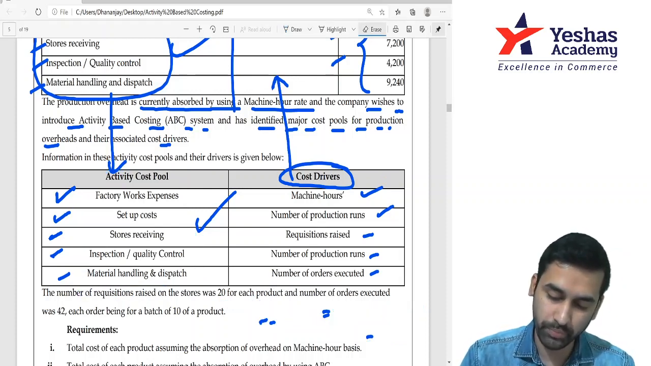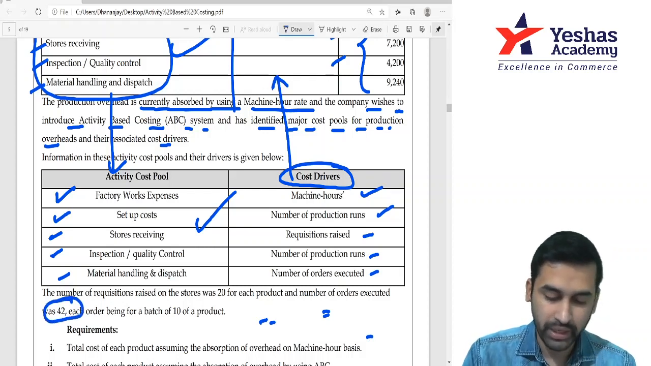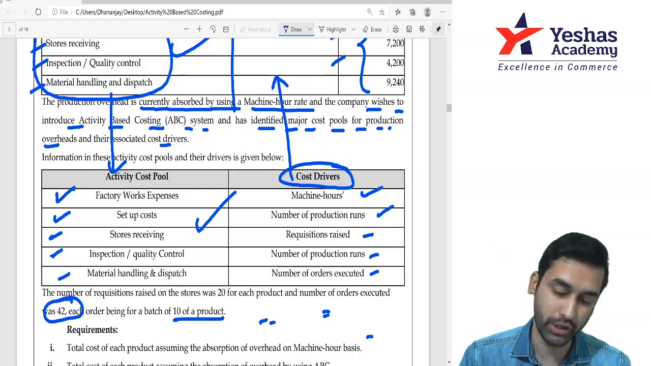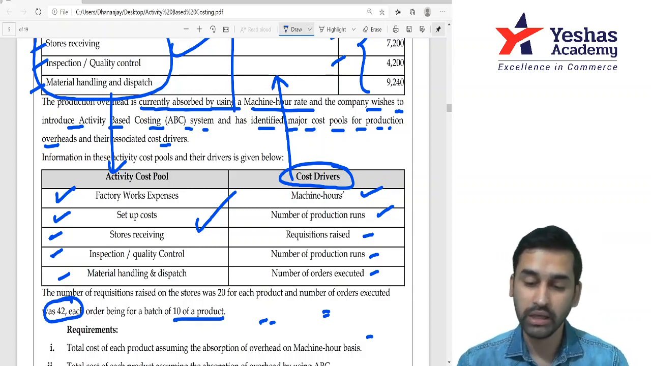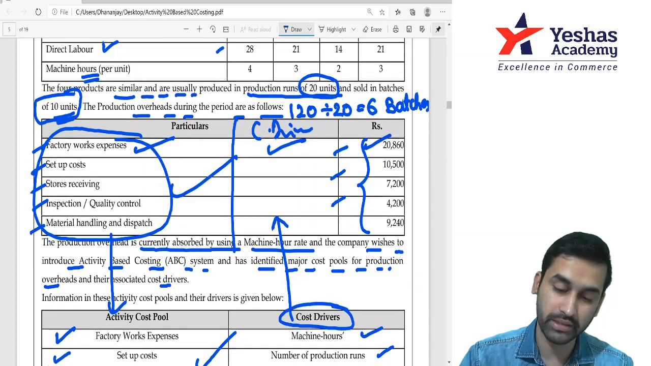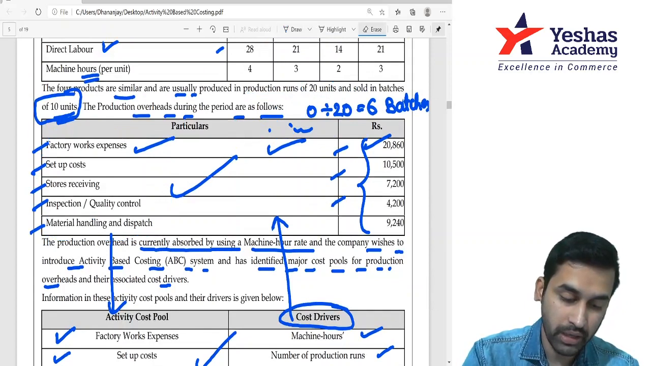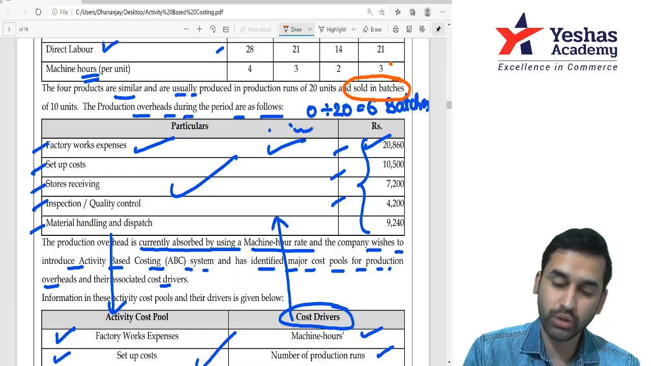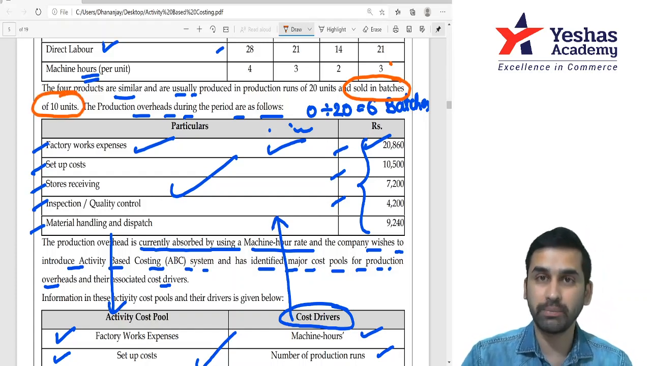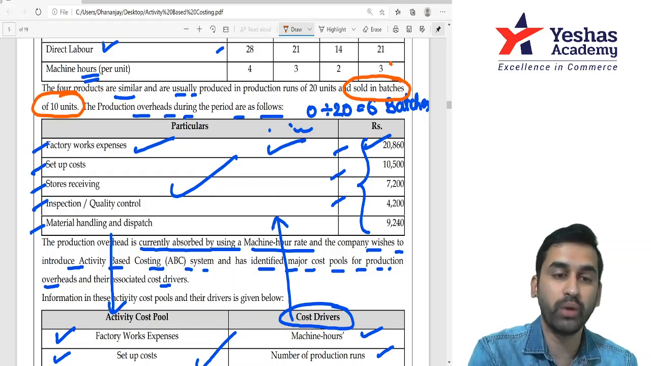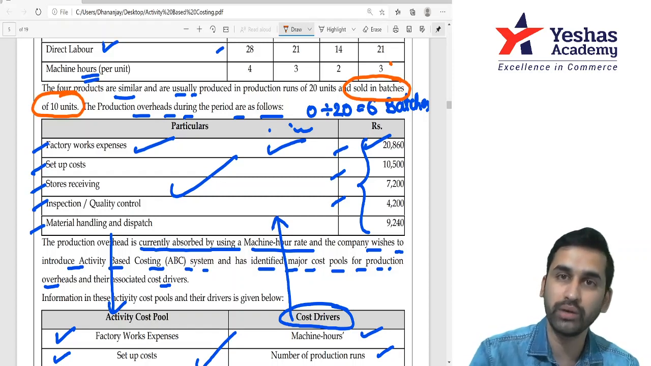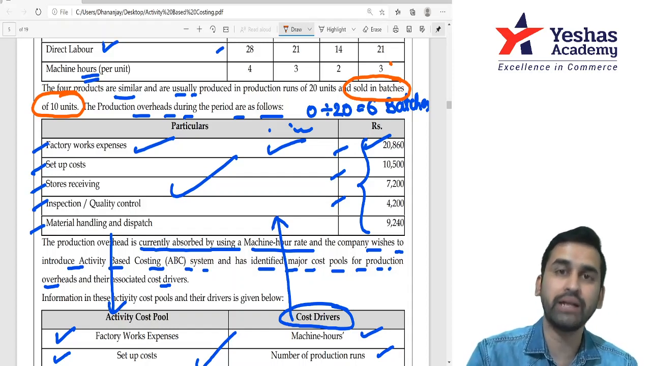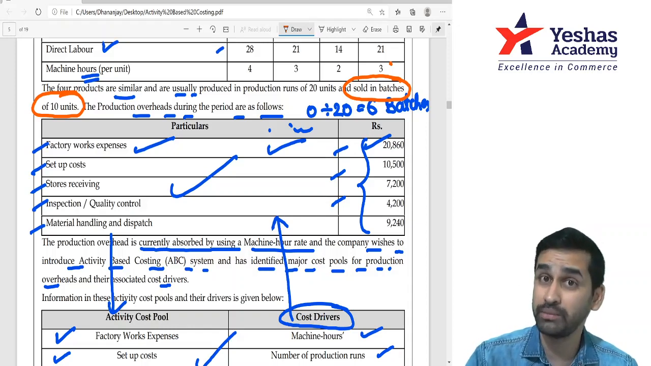Number of orders executed were 42, each order being for a batch of 10 of a product. This information is repetition. Sir, why are you saying repetition? They had already given this. Where, sir? Here, observe. I am marking in red. They had already given it here. These are sold in a batch of 10 units. That means when a customer comes, you are not going to sell him 1 unit or 5 units or 8 units. You are going to sell 10 units to him. What if he wants 20? He will buy 10 plus 10. 2 batches he will buy. Not production batch, sales batches.